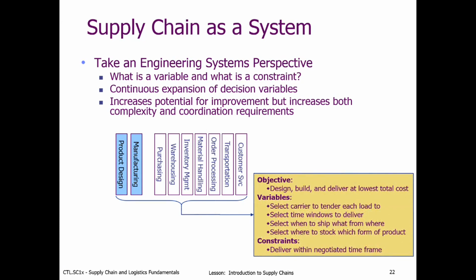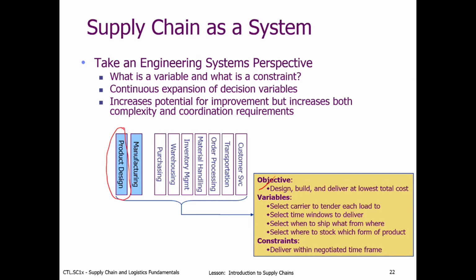Well, now you can think about the objective function as being a lot bigger. And now it's something like designing, building, and delivering products at the lowest total cost. So now I can think about what are some things I want to do in my product design that make it easier to manage my supply chain. They call this design for supply chain.